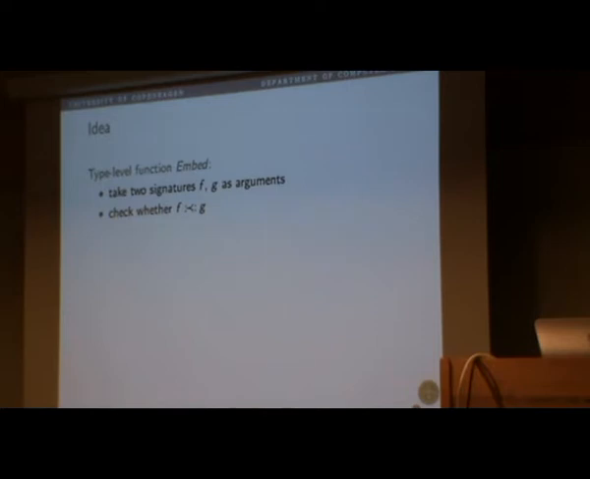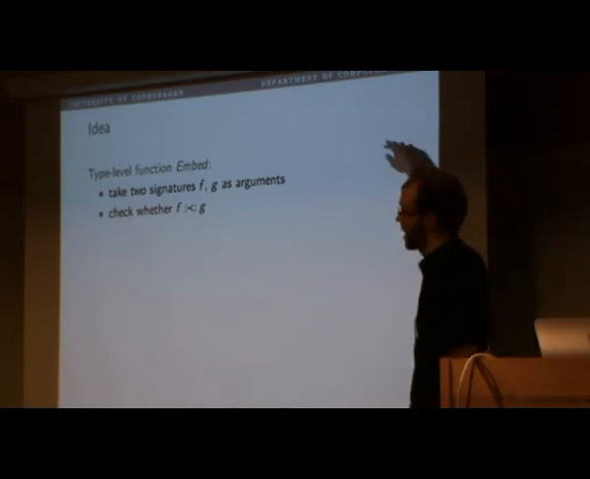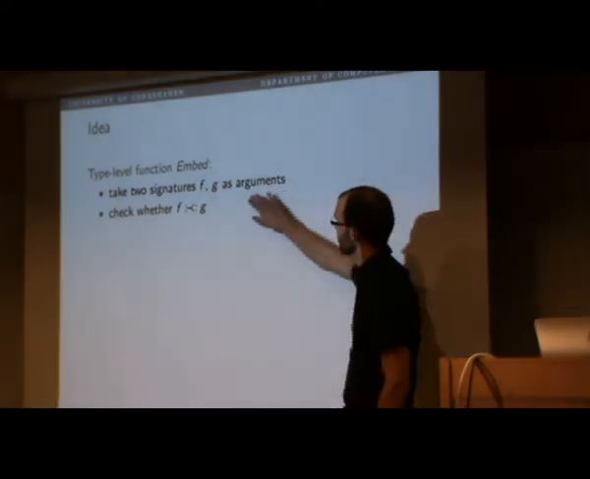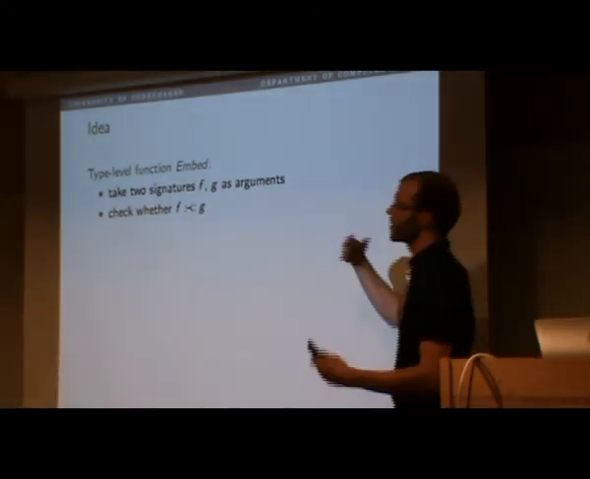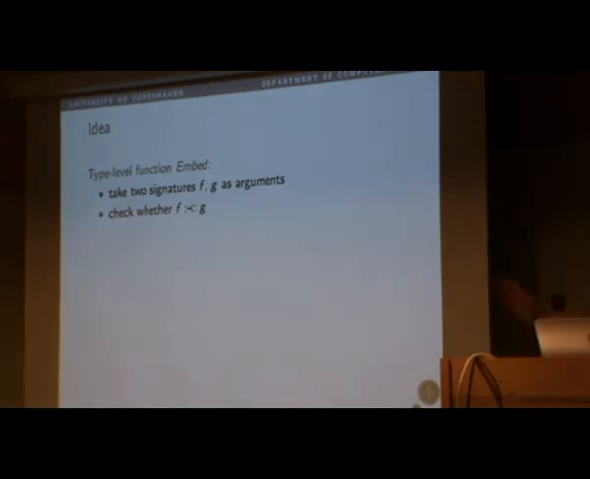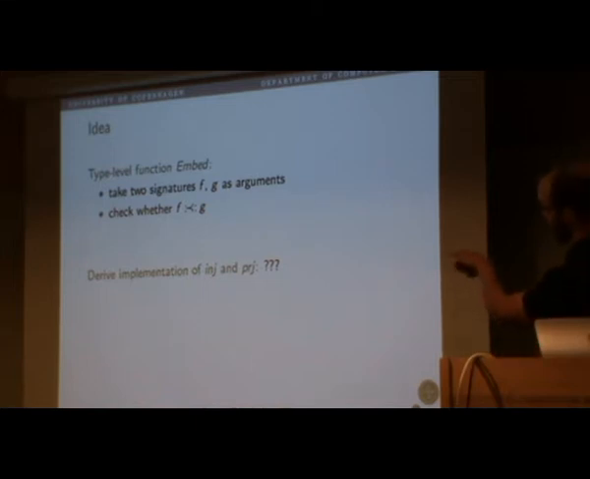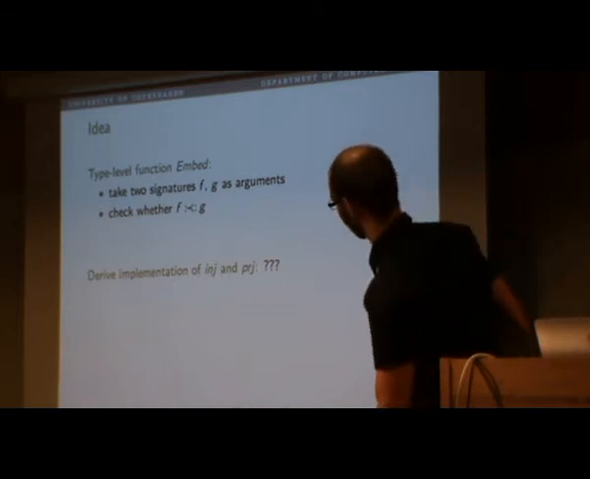And the idea is fairly simple. So we define a type-level function using closed type families. It takes two signatures as arguments, F and G, and it simply goes over the structure and checks whether F should be smaller than G. Then the question comes, well, this all should happen at the type level. What do we do at the term level? How do we actually get the functions injection and projection that we have in the original type class definition?